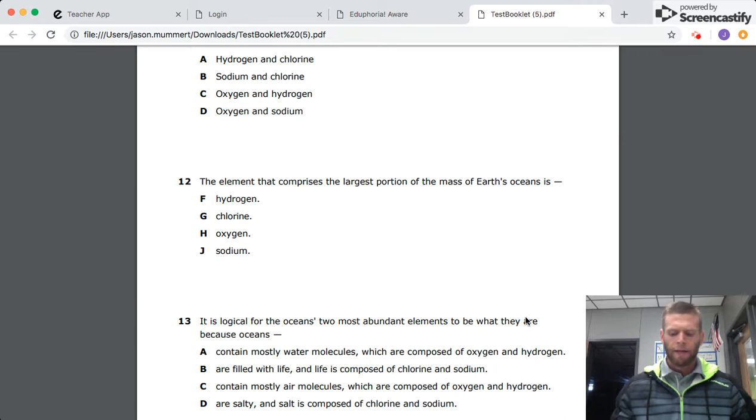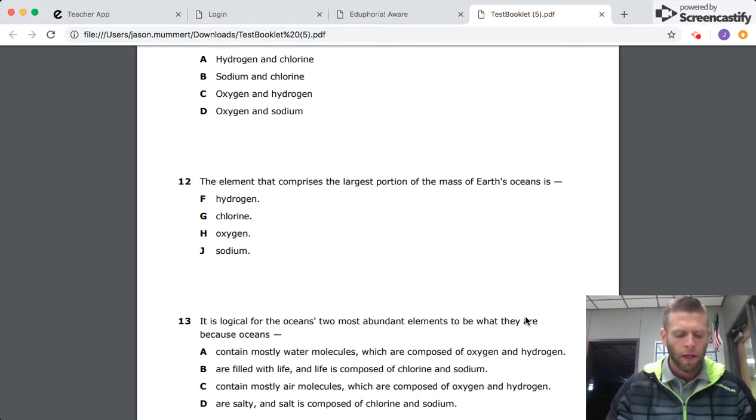Okay, number 11. You will use the chart on the previous page for this. What are the two most common elements in Earth's oceans? A. Hydrogen and chlorine. B. Sodium and chlorine. C. Oxygen and hydrogen. Or D. Oxygen and sodium.